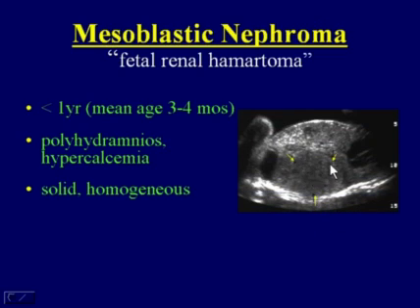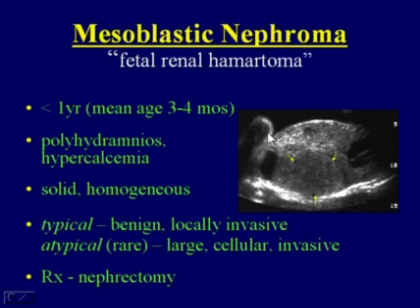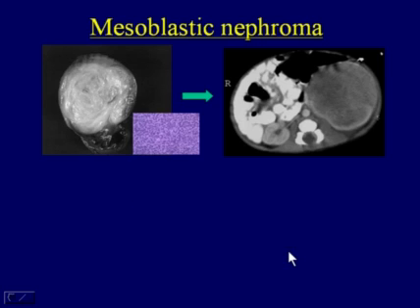Here's an example of a fetal ultrasound where you can see a mass within the region of the renal fossa, which was subsequently found to be a mesoblastic nephroma. Notice it's a very solid, fairly featureless looking tumor, and notice that the mother also had polyhydramnios. In the typical case, these are very benign tumors. They're locally invasive, and they require nephrectomy, and they do well with nephrectomy. There are rare cases where you have atypical tumors, which are large, cellular, can be more locally invasive, and even on rare occasions metastasize. Now, as I mentioned, they're very featureless tumors.